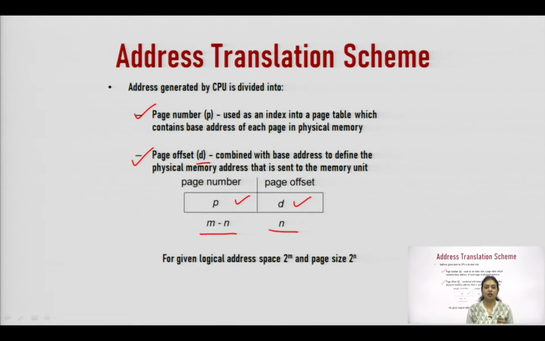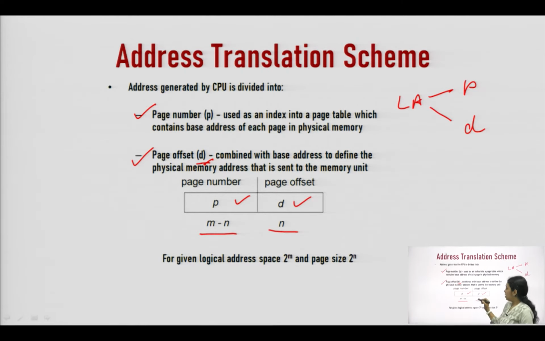For example, we have one page of 1 kilobyte. Then within that 1 kilobyte, at which address we are exactly looking is what we need to know. Suppose we have 1024 locations in one page. Within those 1024 locations, which address we are going to access is given by the page offset. So, now we have got to know that the logical address is divided into two parts, P and D.